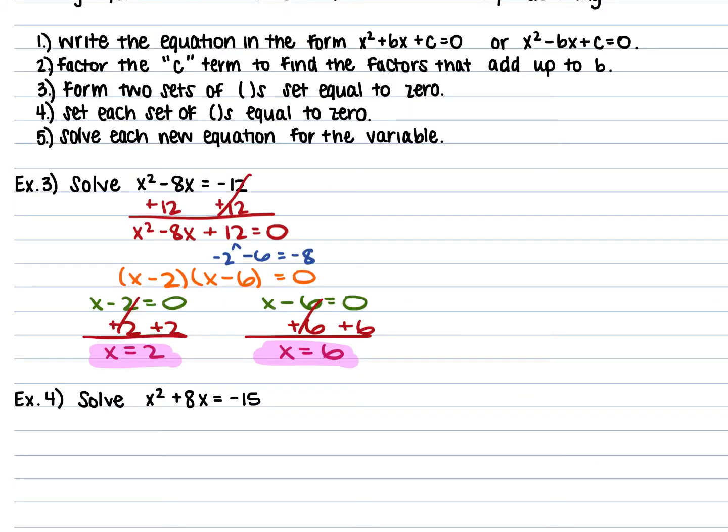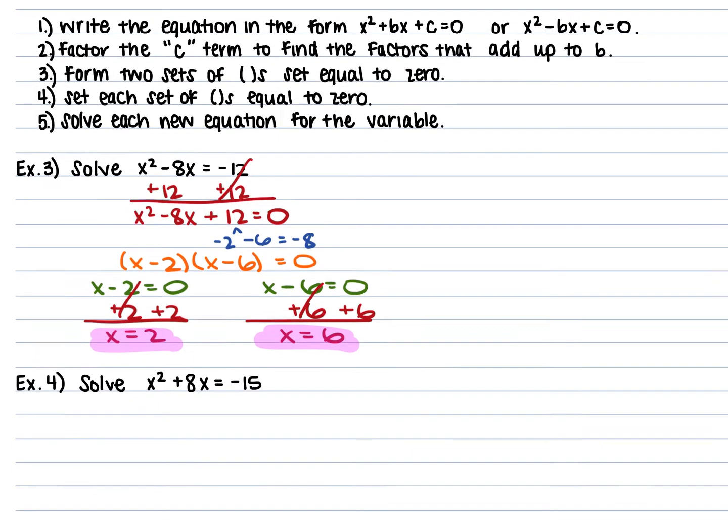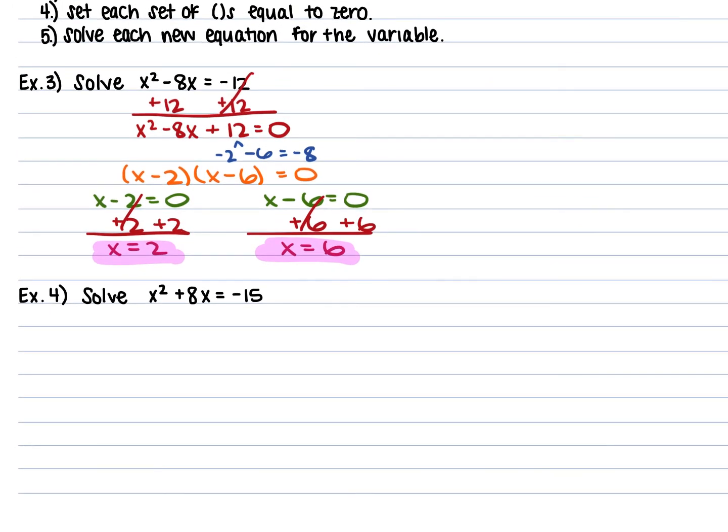For example 4, we have x squared plus 8x is equal to negative 15. So for this one, it's still not equal to 0, so we got to move the 15 over. We're going to add it to both sides. We have x squared plus 8x plus 15 is equal to 0.